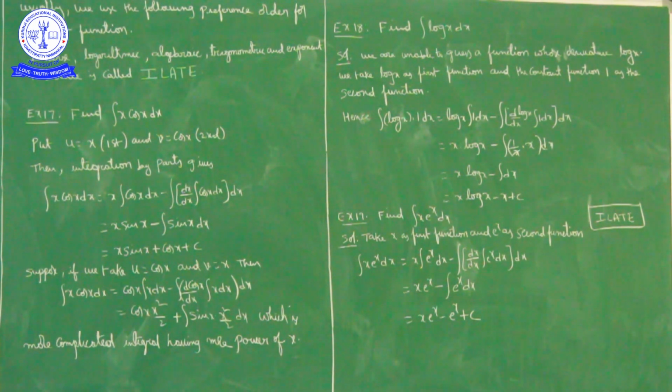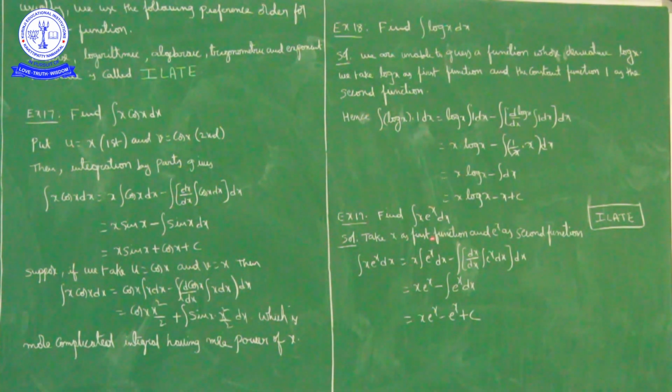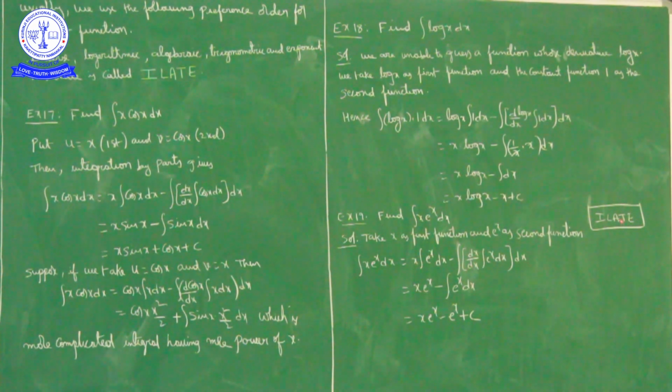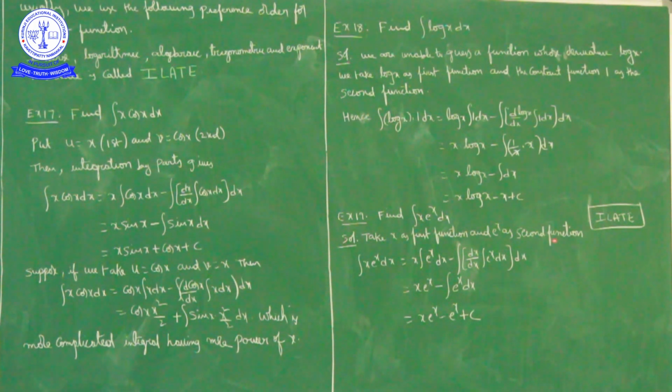Okay, I will repeat once again. What is the given question? Find integral of x into e power x dx. Now here x as well as e power x both are directly integrable functions. So to select the first function and the second function, we will use ILATE. So according to ILATE, inverse, logarithmic, algebraic, trigonometric, exponential, algebraic is the first function, exponential is the second function. Take x as the first function and e power x as the second function.